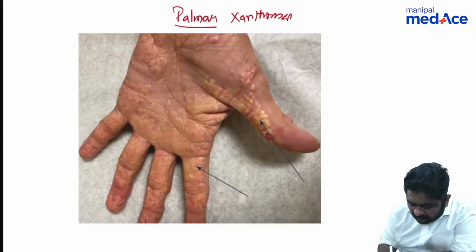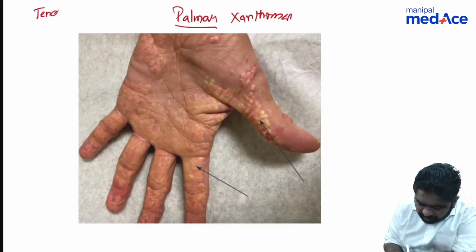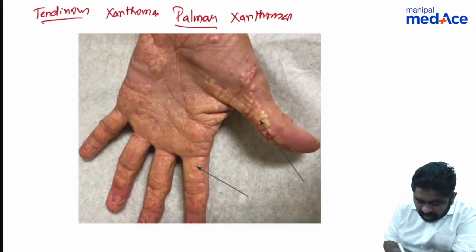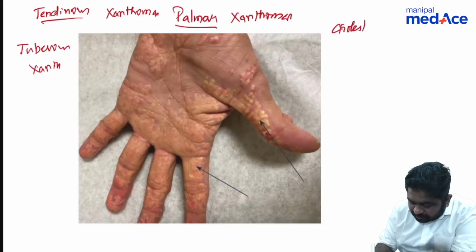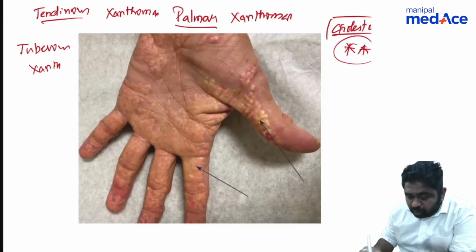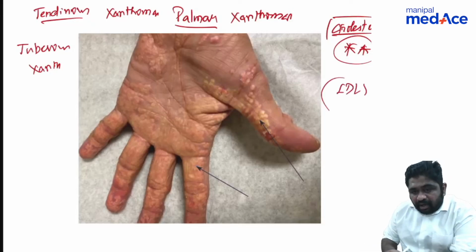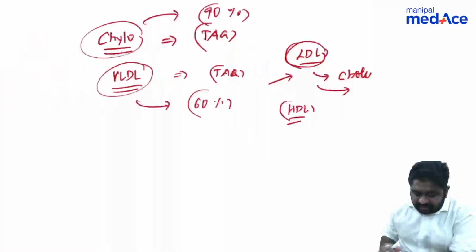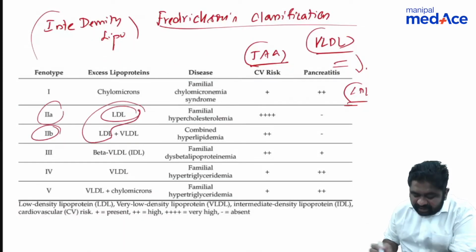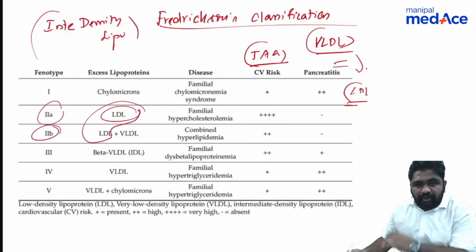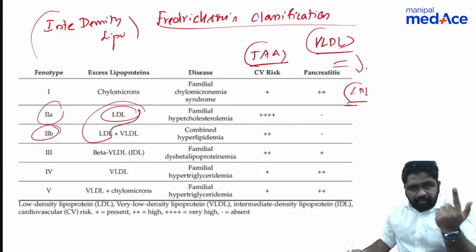So, when you have palmar xanthomas, tendinous xanthomas, and tuberous xanthomas, in all these areas we have cholesterol accumulating, and that would mean that LDL can be elevated. Now tell me, in Fredrickson's classification, what can be elevated? You have type 2A and type 2B. In both these conditions, LDL can be elevated. So here you will be able to see the tendinous xanthoma, tuberous xanthoma, and palmar xanthoma.